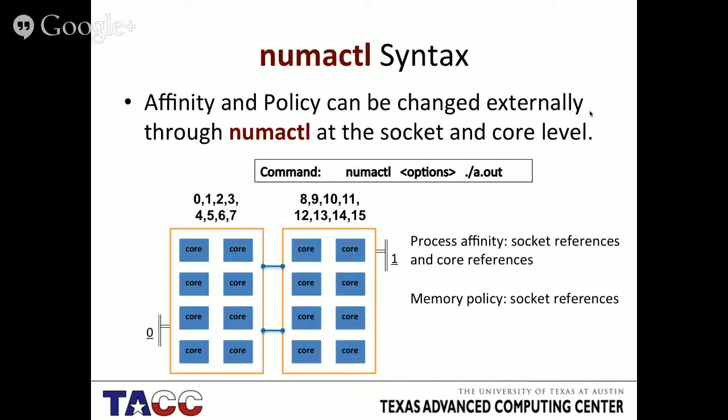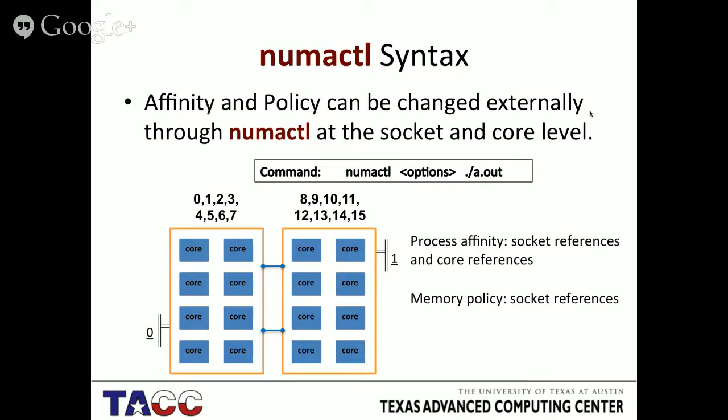So NUMA control is the command that actually handles how to set these things from the command line. And it's actually a very, very easy command to use. It allows, well, let me go over one thing that I haven't mentioned. And I should have had a slide, but I completely forgot. So you see these two sockets that represent the Stampede compute node sockets. Each of them has 8 cores. And there's some numbering scheme up here, 0, 1, 2, 3, 4, 5, 6, blah, blah, blah.